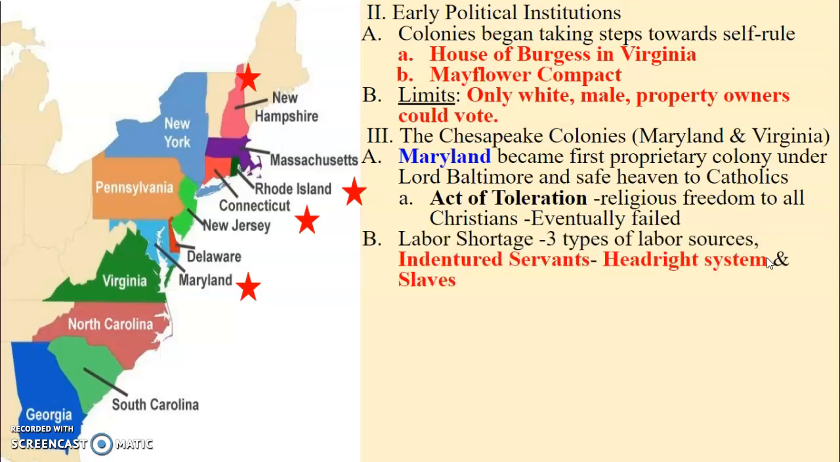In these colonies, as we're going to learn, there was a labor shortage. So yes, we have all this land and all this property, but if we have nobody to help us with it, nobody to work it, then it's just useless. So there were three types of labor sources that existed in the colonies.